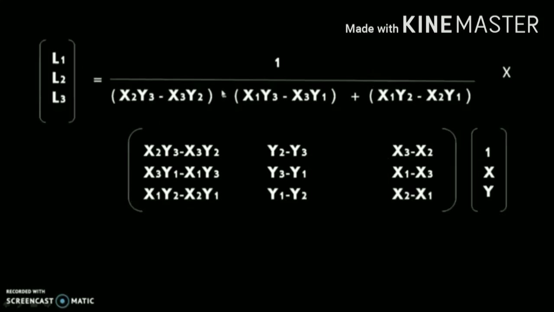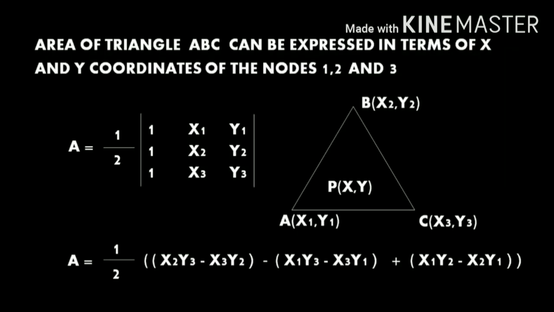This denominator is a little difficult to remember, so we can replace it with an easier term. For that, consider the area of this triangular element whose vertices are x1 y1, x2 y2 and x3 y3. We know that for the area of a triangle, the equation is half into the determinant of 1 x1 y1, 1 x2 y2 and 1 x3 y3.